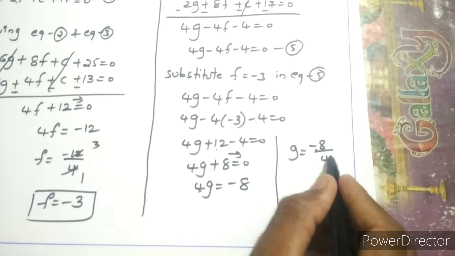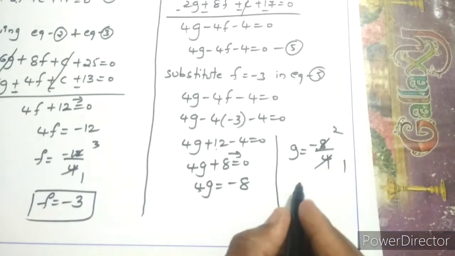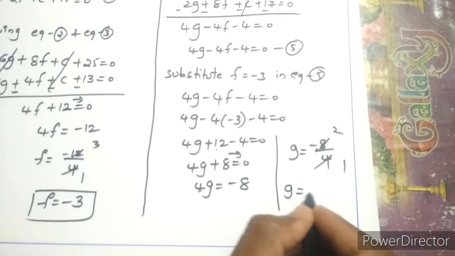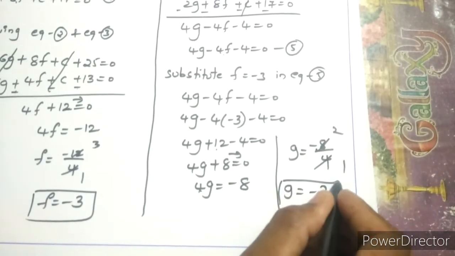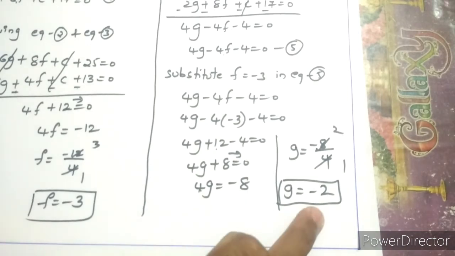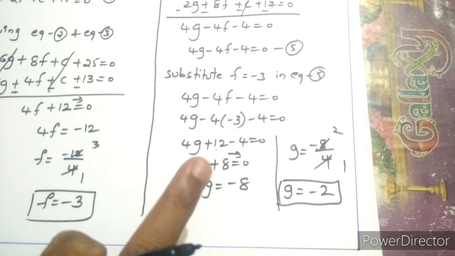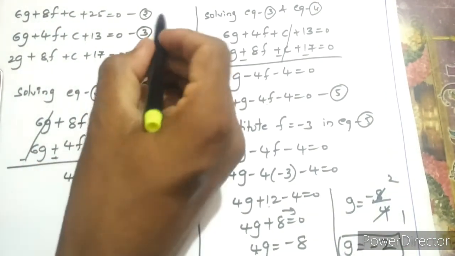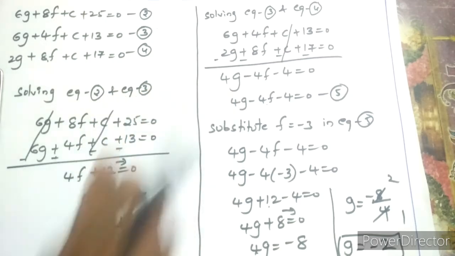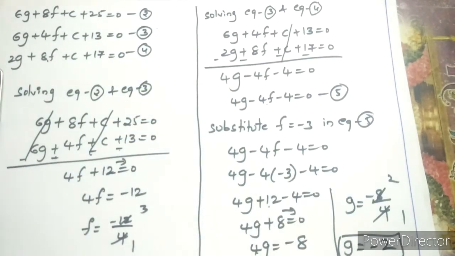So I'm cancelling with the 4 table. 4 ones are 4, 4 twos are 8. So what g value are we getting? Minus 2. So this is the g value and this one is the f value. So finally we have to find out the c value. For that purpose you can substitute the g value as well as the f value in any of these three equations.